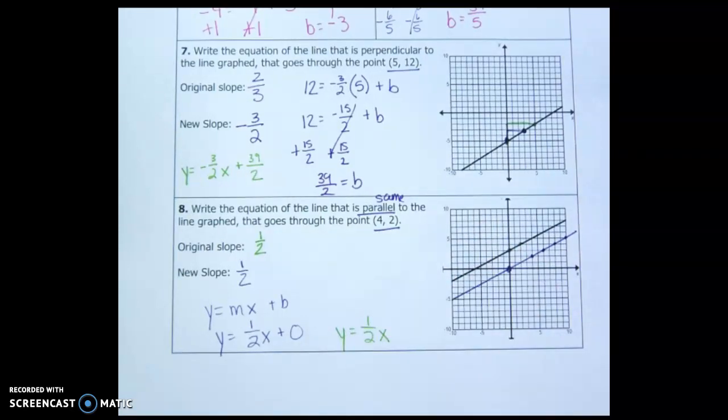Okay? So you have a bunch of different ways of solving these. If you have questions, ask your teacher.